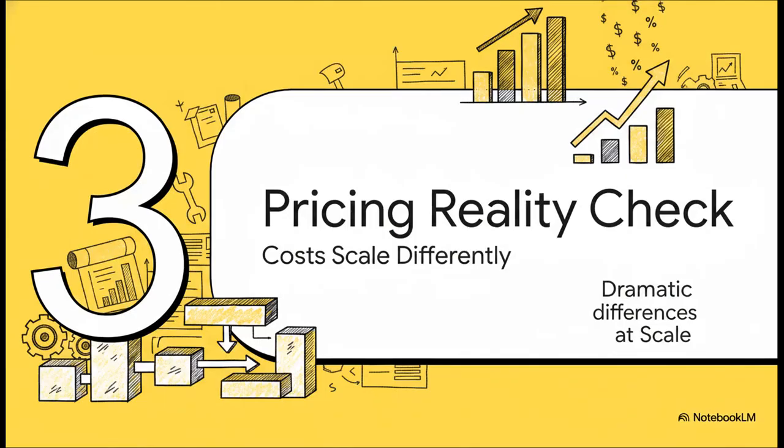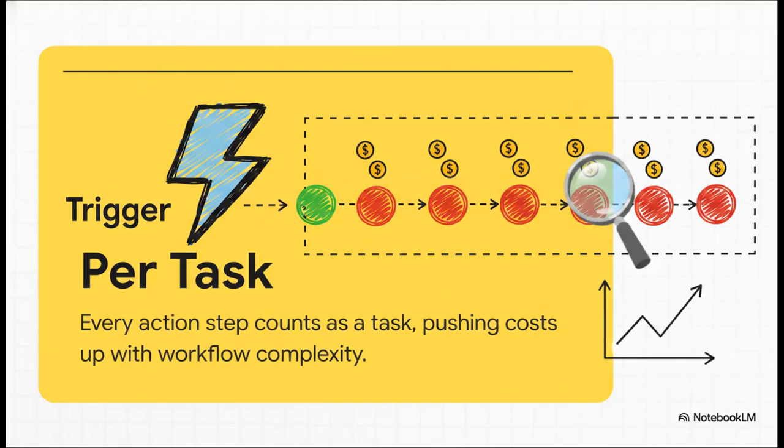Section 3. The pricing reality check. This is where things get really wild at scale. We've got 3 totally different billing models to wrap our heads around. Let's start with Zapier. They use a per-task model. The initial trigger is free, but every single successful action step after that costs you one distinct task. So if you have a simple 5-step workflow, you are burning 4 tasks every single time that thing runs.